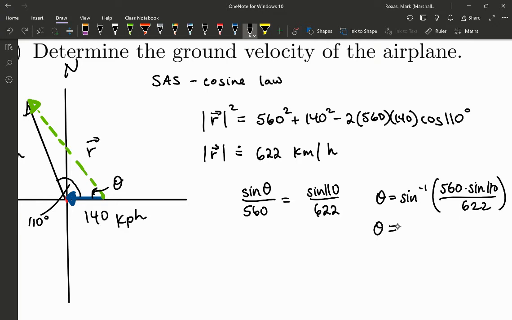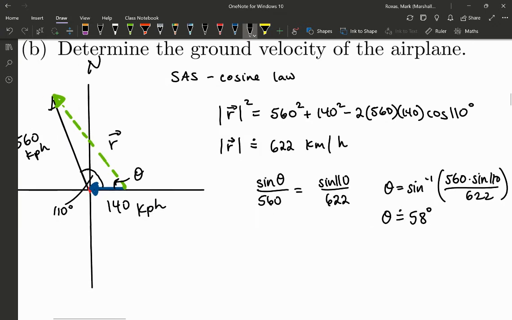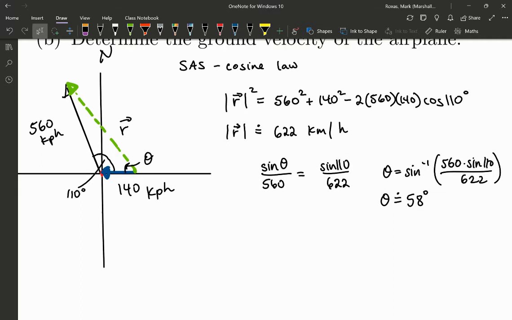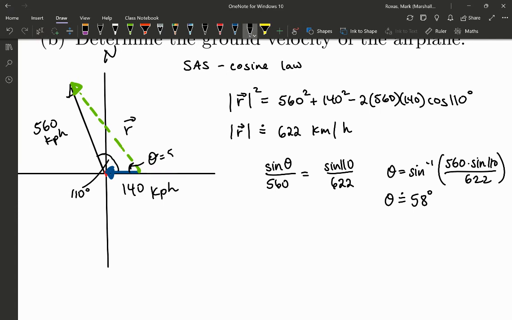Okay, and again, do this on your calculator, verify that you get the same answer as I do. The answer is approximately 58 degrees. Okay, now, all right, how do I express this angle properly in the context of this resultant velocity? Well, this is now 58 degrees, okay?